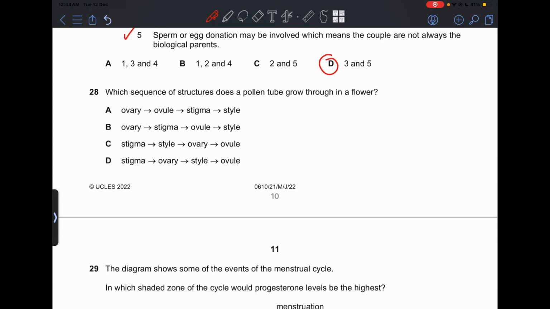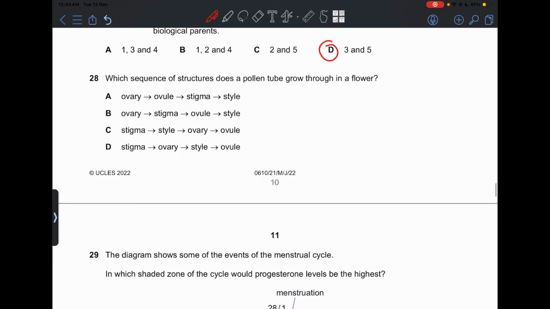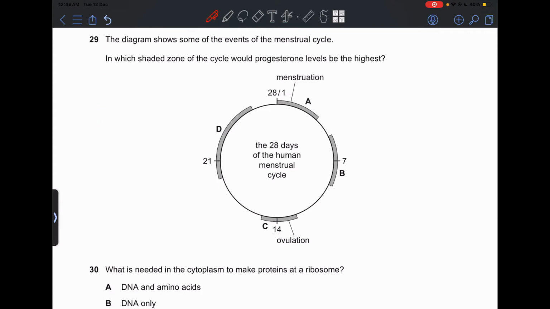28, which sequence of structures does a pollen tube grow through in a flower? A says that there is ovary first and then the ovule, stigma, and style. This is actually incorrect. It should start with the stigma. So it moves from the stigma to the style, ovary, and to the ovule. This is the correct sequence. So our answer is going to be C.